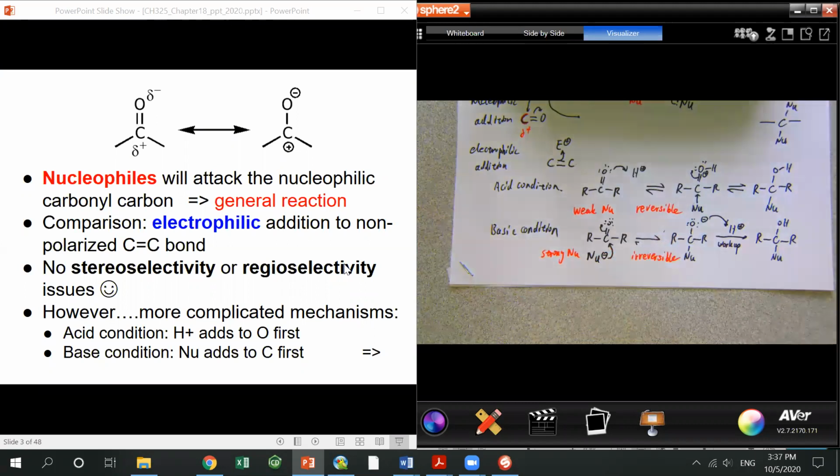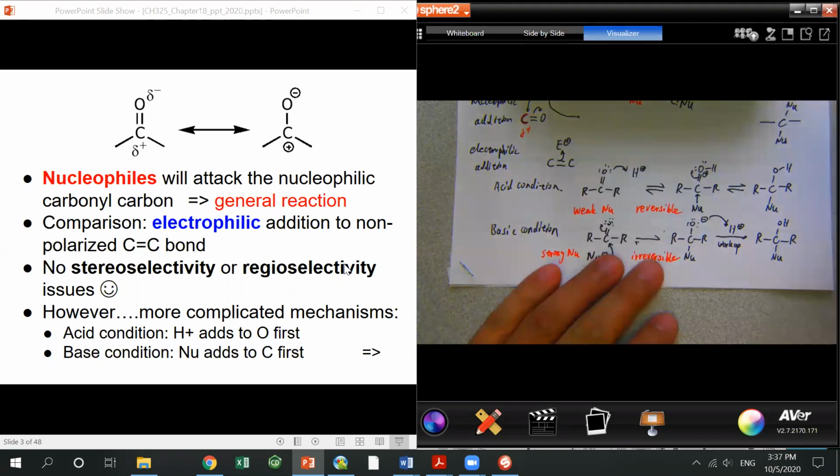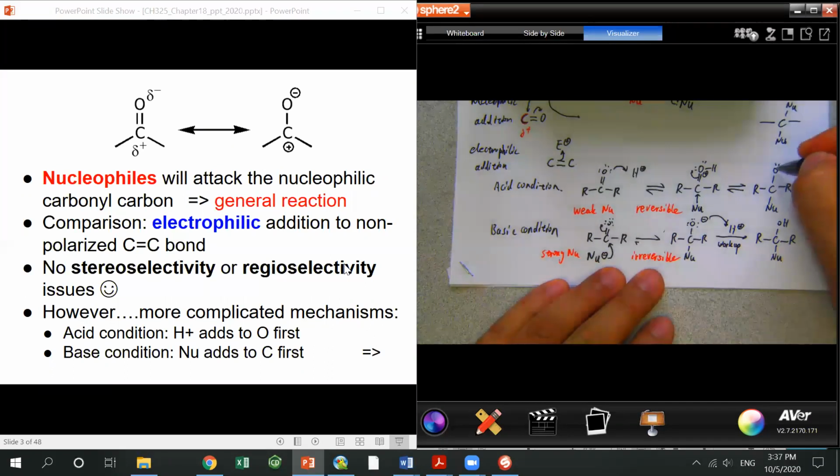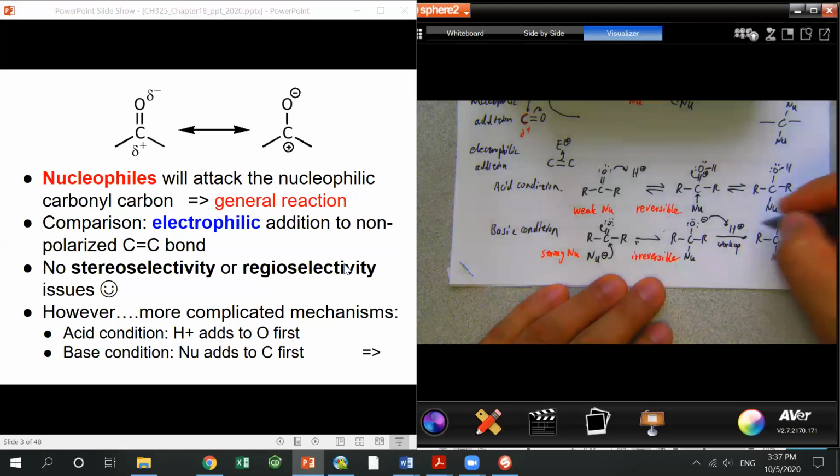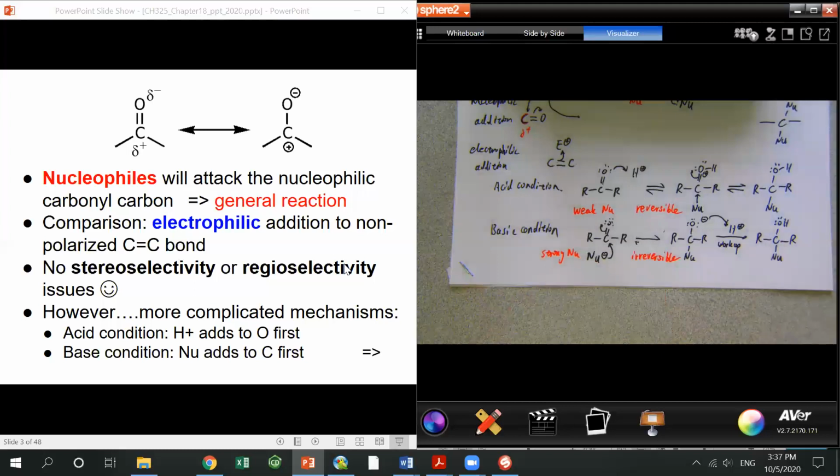Irreversible, okay. And how many lone pairs? Let me see. So this one. If you like, you can put your lone pairs back.